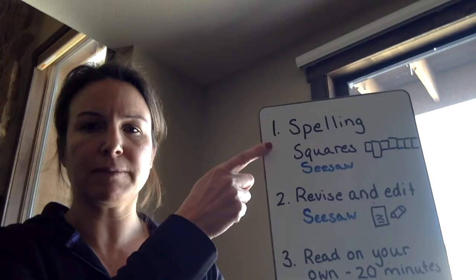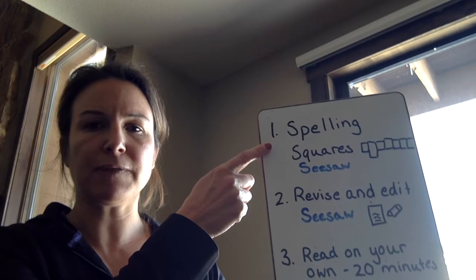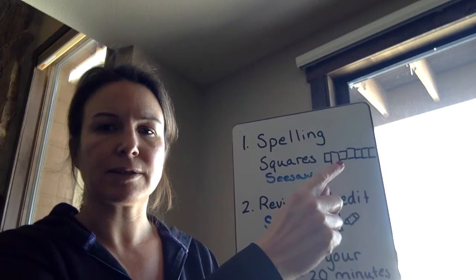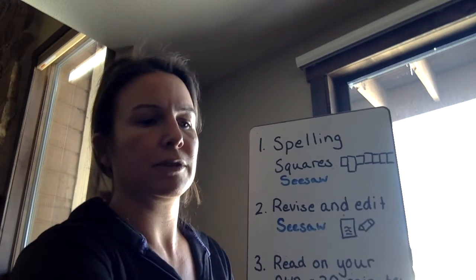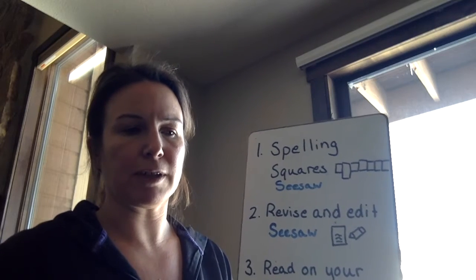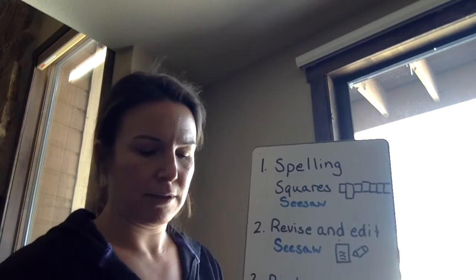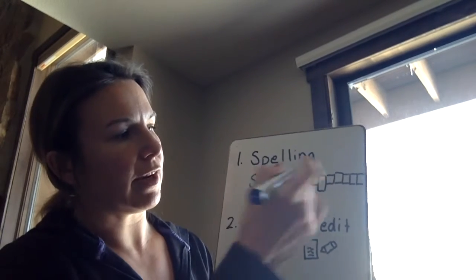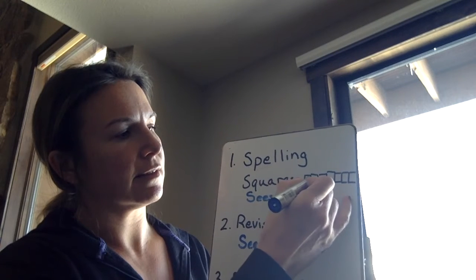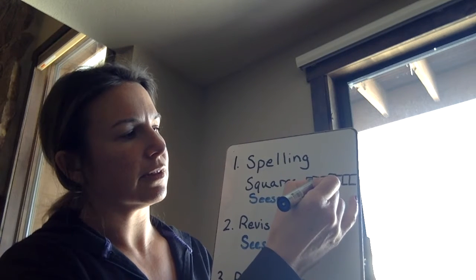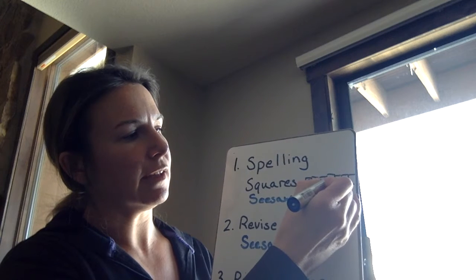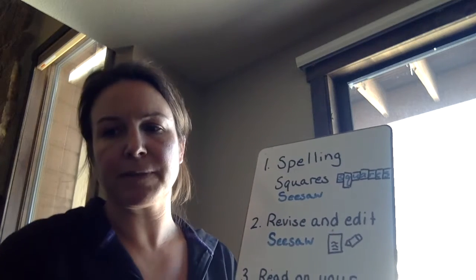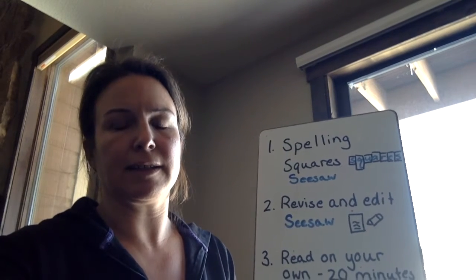First, you're going to do spelling squares on Seesaw. And we've done this many times. So you're going to fit the letters in the squares. So if I were to write a word in these squares, I could write S, Q, U, A, R, E, S, squares. So you'll find this activity on Seesaw.